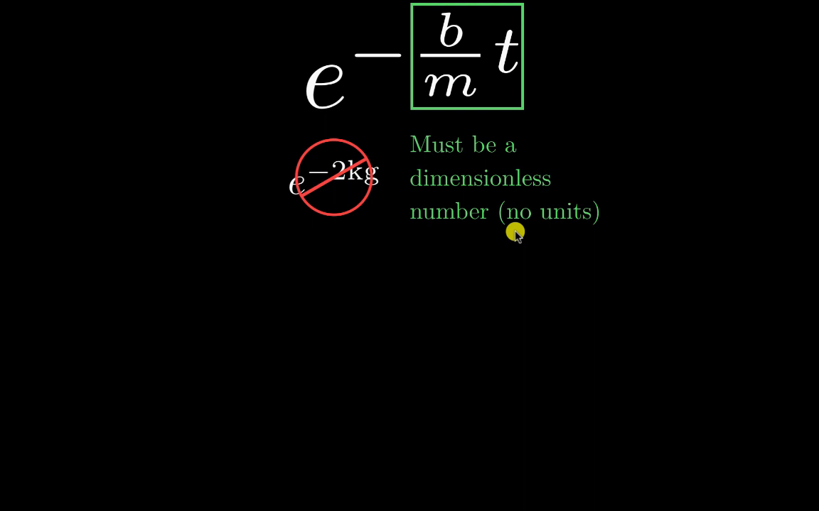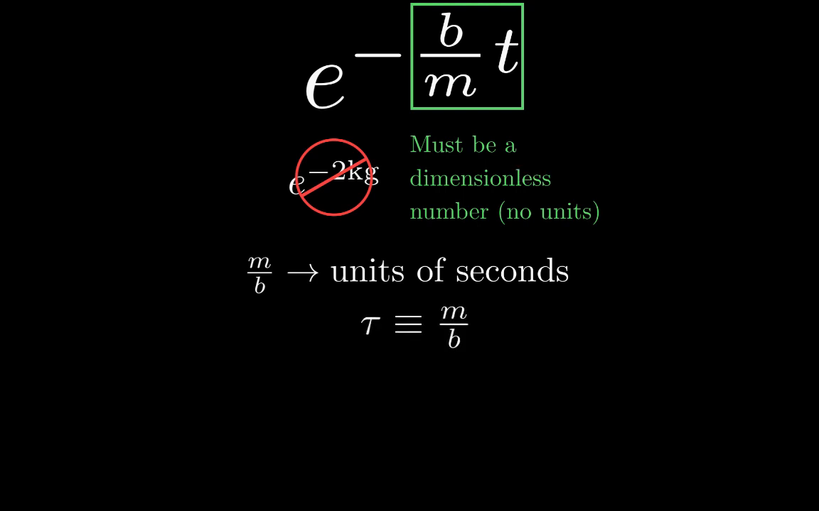Okay? So in this case, that means that m divided by b must have units of time because t divided by this quantity must be dimensionless. We know that t has units of seconds, so t divided by this quantity here must be dimensionless. So if t is multiplied by b over m, then m over b must have units of seconds in order for this argument to be dimensionless. And so we're going to make a definition now. We're going to define tau as being equal to m over b, and tau is measured in seconds.